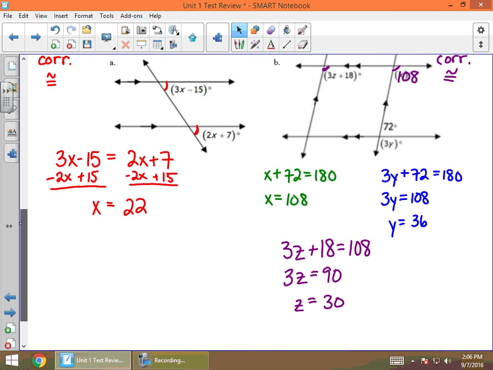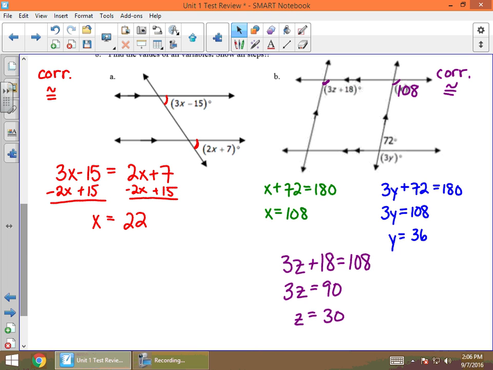So as I take a look, because those are corresponding angles, z is 30. So x is 108, y is 36, and z is 30. That concludes page 2. Thank you, and page 3 is up next.